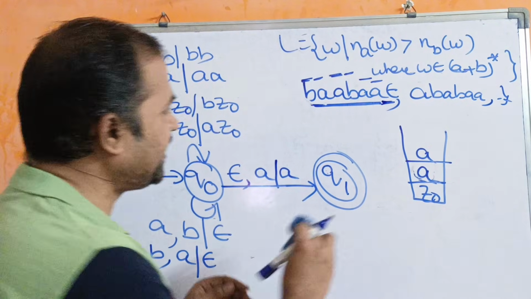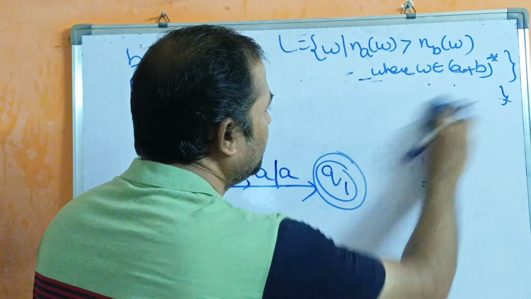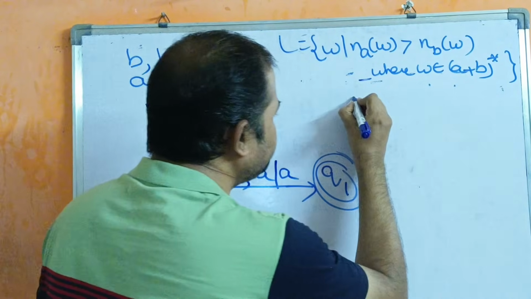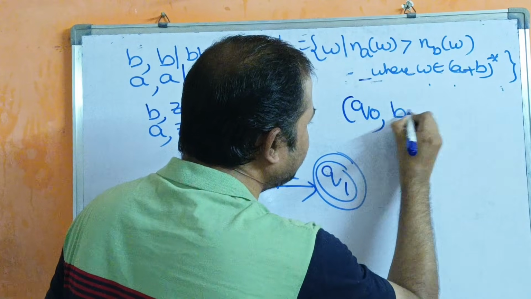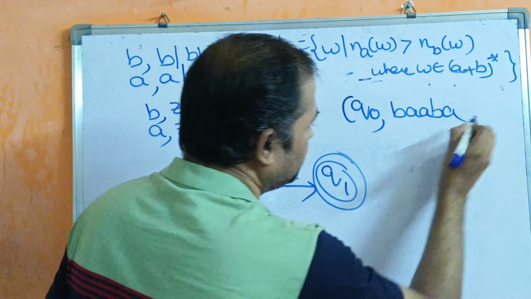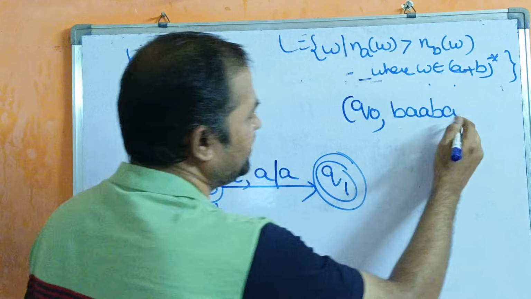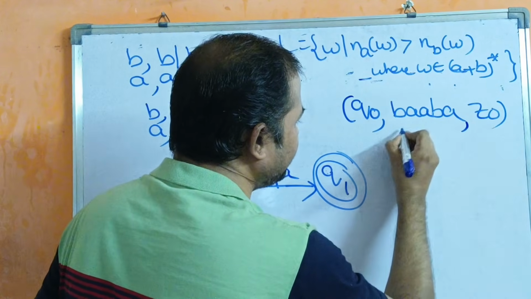So now let's take an example. Initially we are at the Q0 state. The number of A's must be greater than the number of B's. So we have a string like this. The number of A's is 3, the number of B's is 2, and initially the stack is empty.